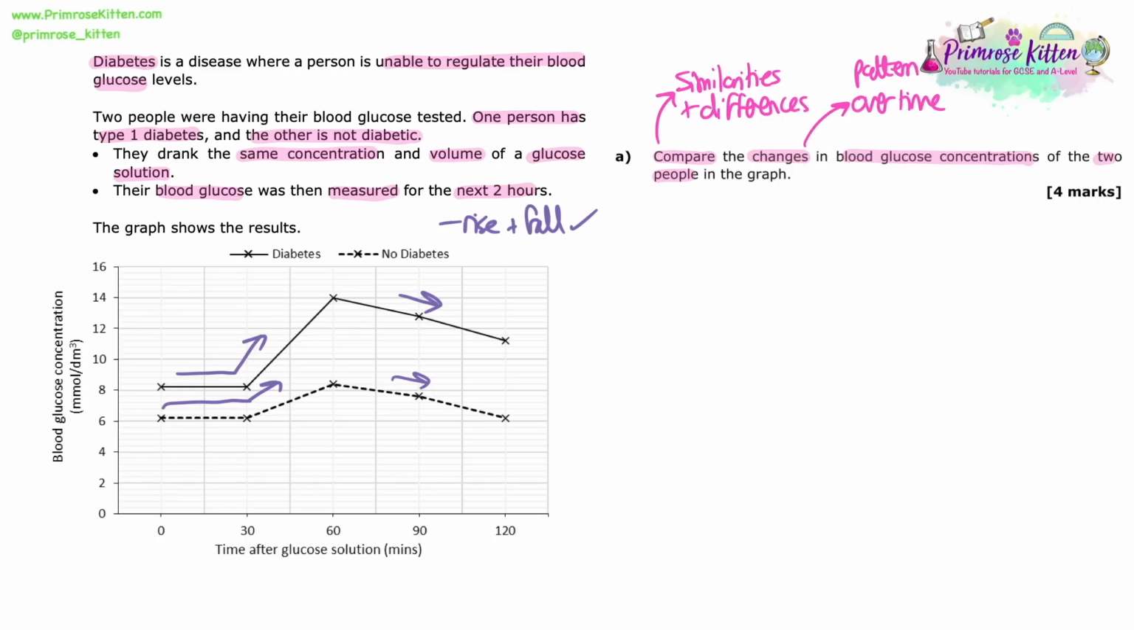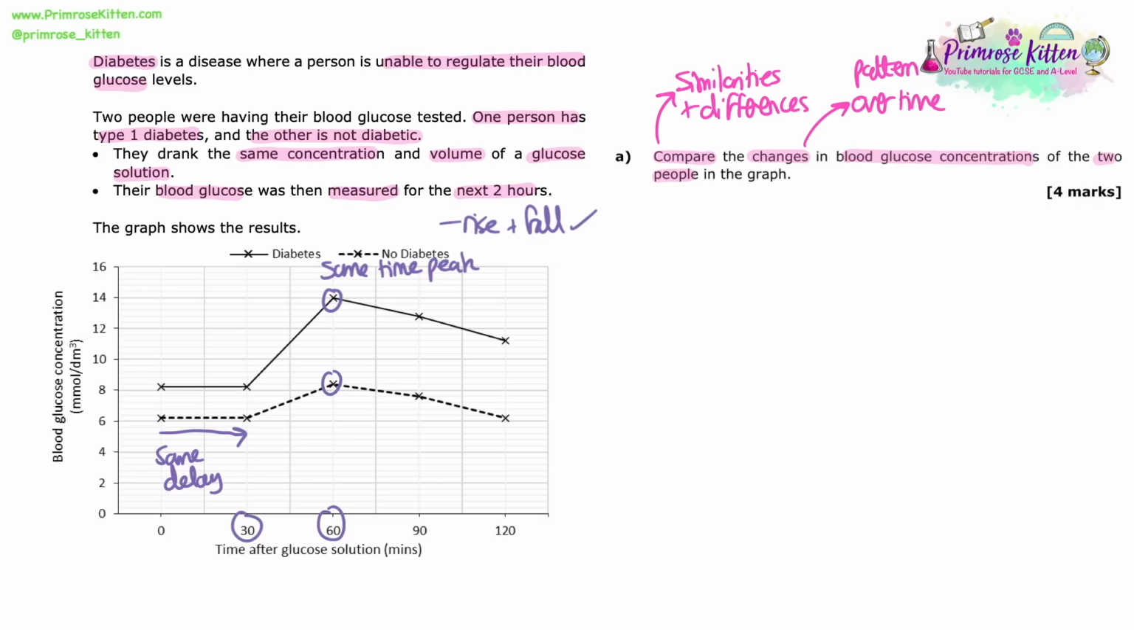So my first big overall similarity is that both graphs rise and fall within the 2 hours. They both have their peak at the same time at 60 minutes. They both have the same delay at the start, so there's no change for 30 minutes and then it starts to increase at 30 minutes in both. So all of these are similarities. There's enough similarities there, because if there's 4 marks, we need to think about doing 2 of each.